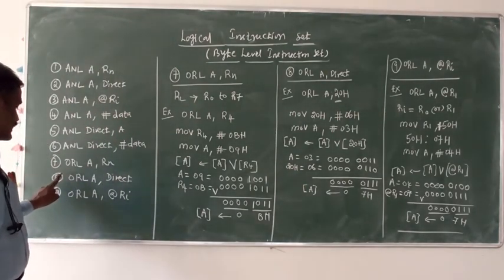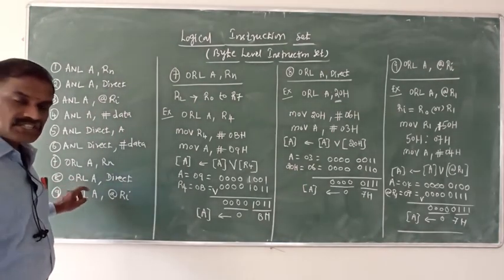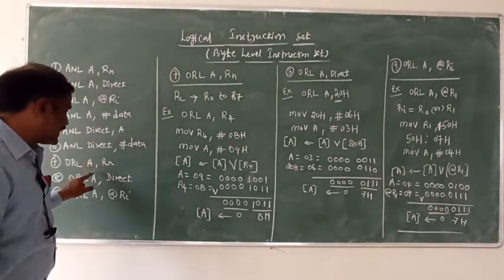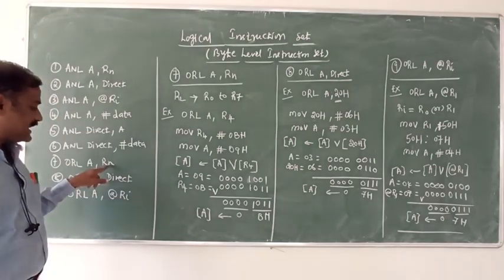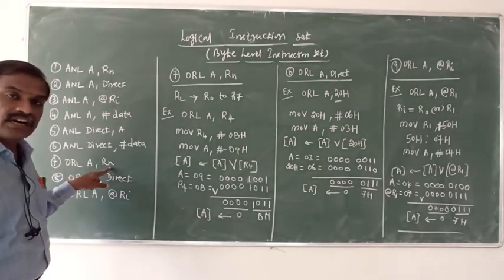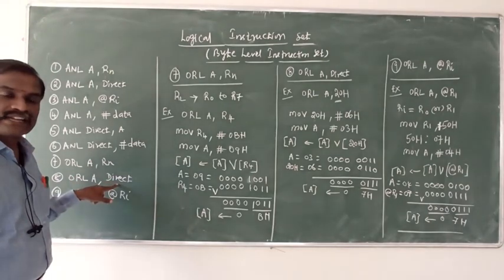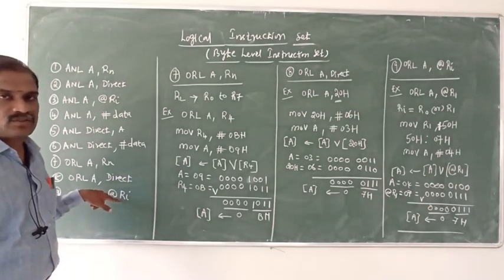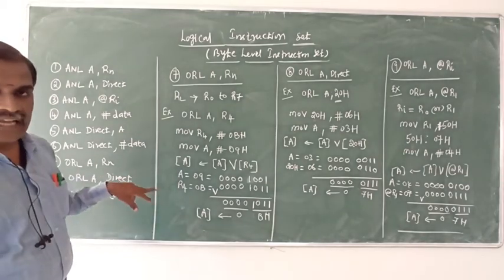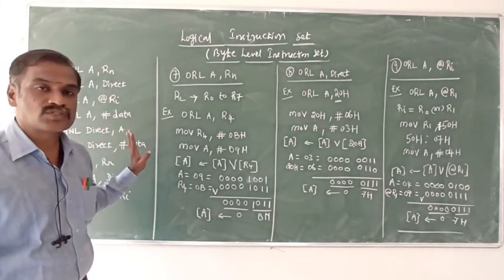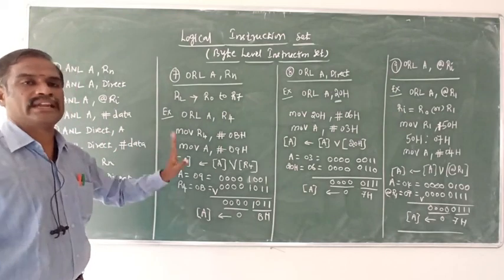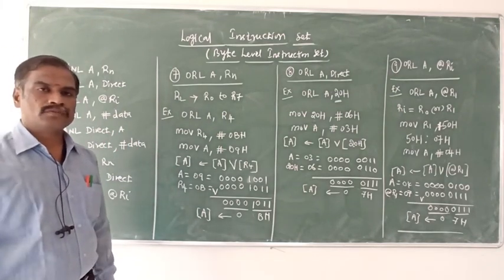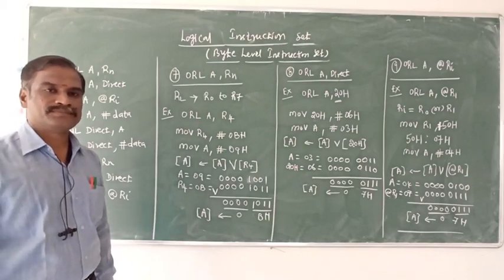Here, instructions 7, 8, 9: all three instructions logically OR. Data 1 is in the accumulator. The second data will be either a register, a direct memory address location, or an indirect memory address location. After logically ORing, the result always moves only to the accumulator content. Okay? Any doubt? No. Thank you.